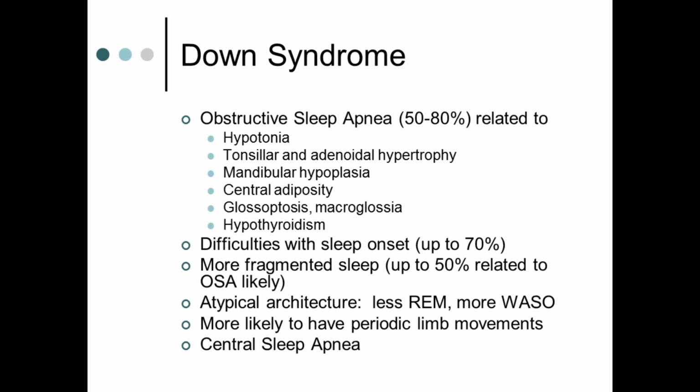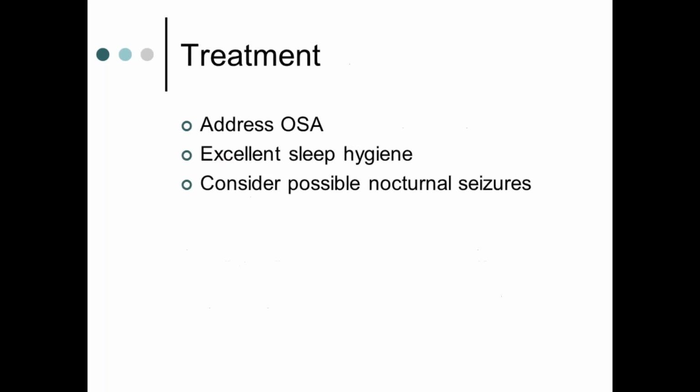And what I mean by central sleep apnea is the part of the pausing in your breathing that is neurologically controlled. So they may just pause in their breathing because of central control, not just because of obstructive issues. Their architecture can be atypical again, less REM sleep and more wake after sleep onset. That's what the WASO stands for. So they're more wakeful, and they may have more periodic movements, but you would see that on a polysomnogram if you did this with these kids, and these kids often need a polysomnogram.